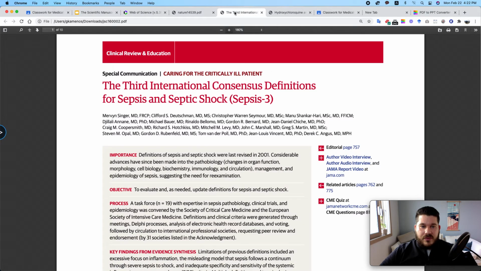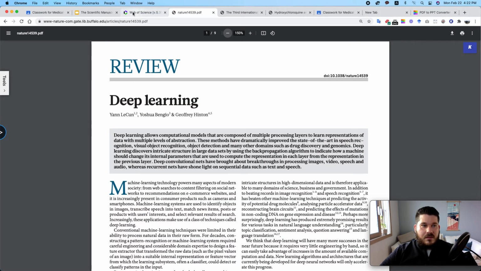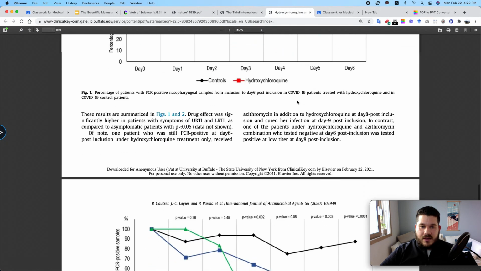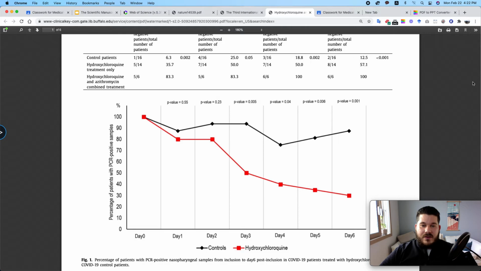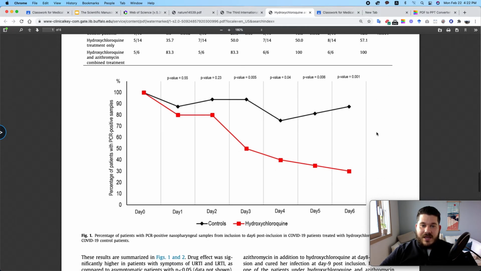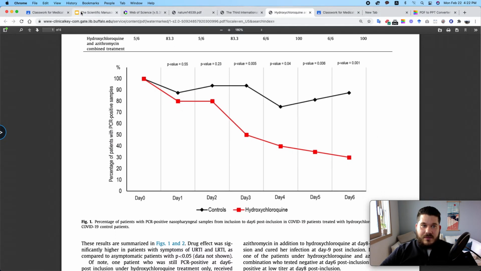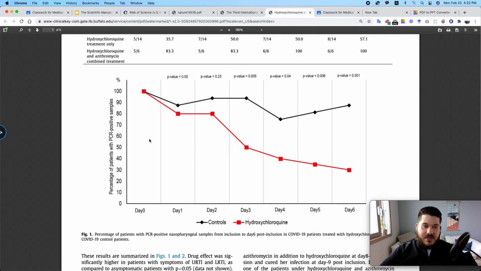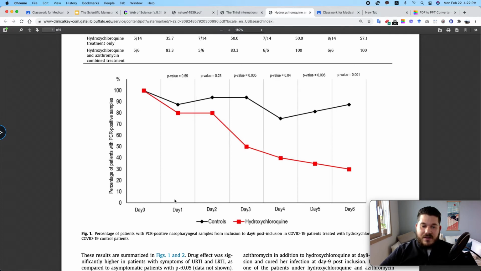So the third example that I'm going to give you here, where did it go? Not the depot one. I think it is here, we go, the hydroxychloroquine one. You can see in this case, this is showing trends over time, where you have patients who are receiving treatment for coronavirus, and that's day 1, day 2, day 3, day 4, day 5, day 6. So this would be an example of a graph.